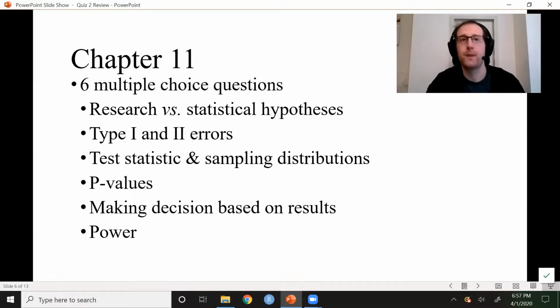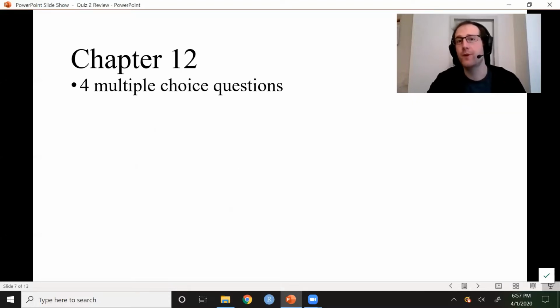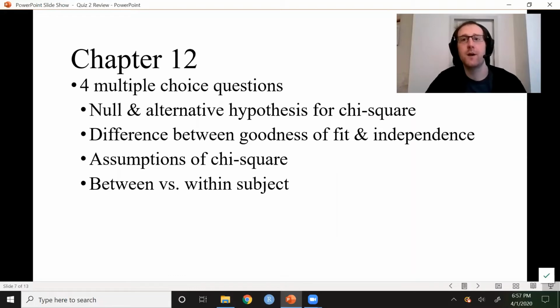For chapter 12, there will be 4 questions from that. For this, you should know what the null and alternative hypothesis would be for a chi-square analysis. You should know the difference between the two main chi-square analyses that we talked about, the goodness of fit chi-square and independence chi-square. You should know the assumptions of chi-square tests, including what type of data you analyze with the chi-square and what is typically assumed with a standard chi-square test.